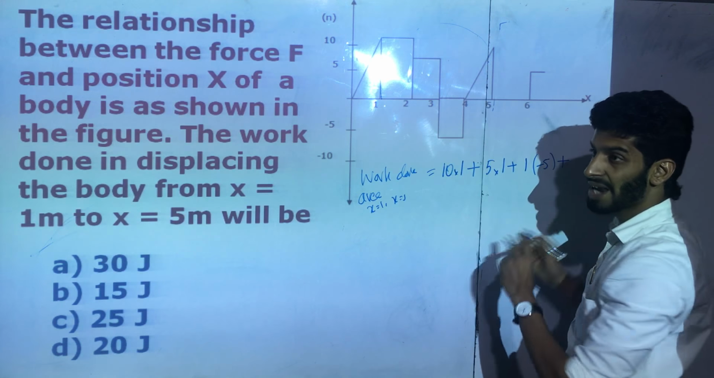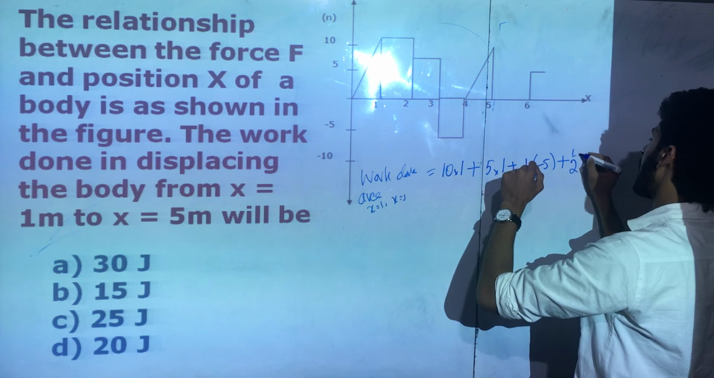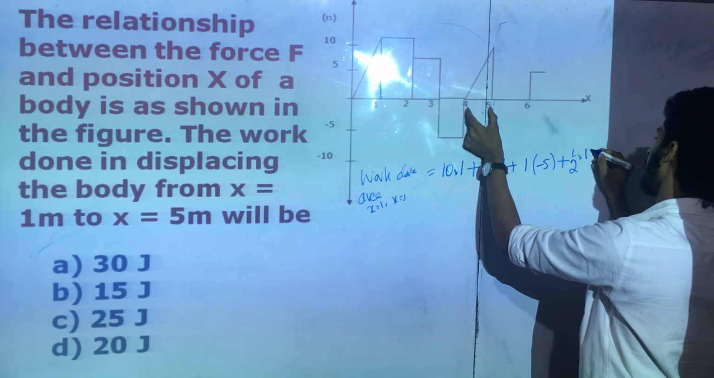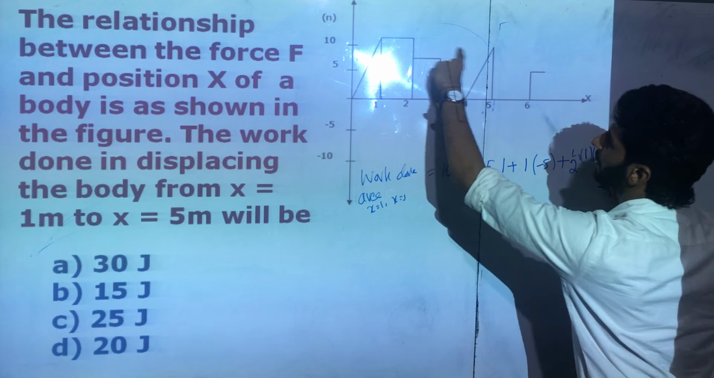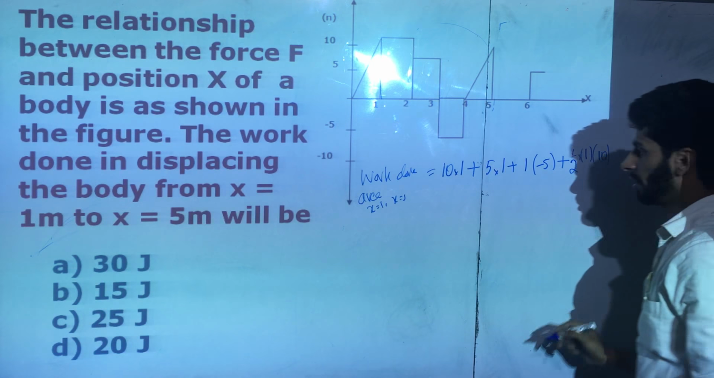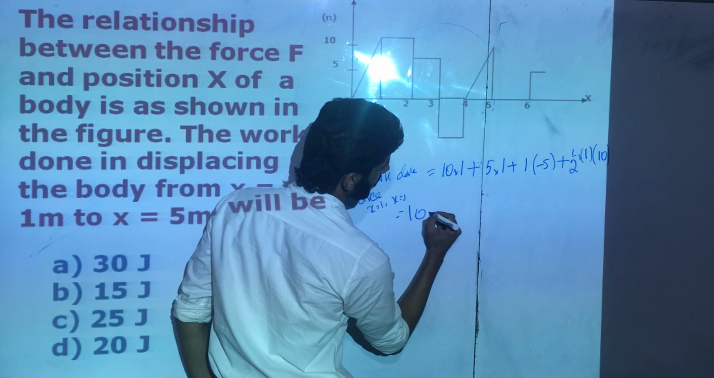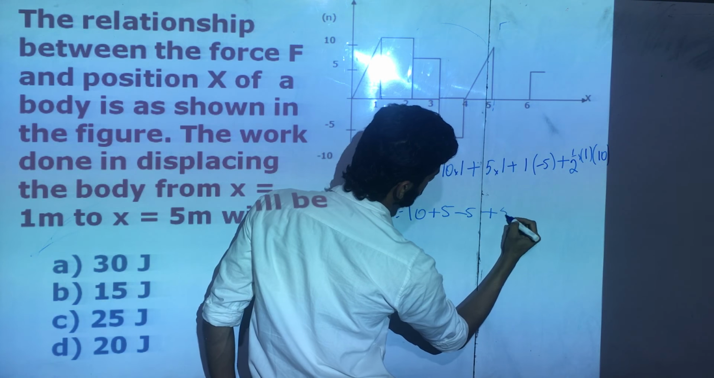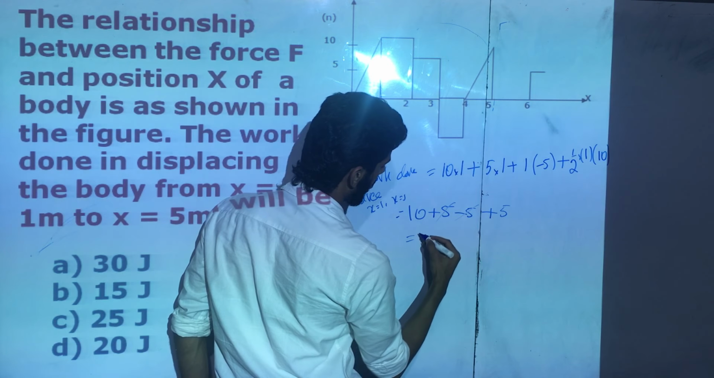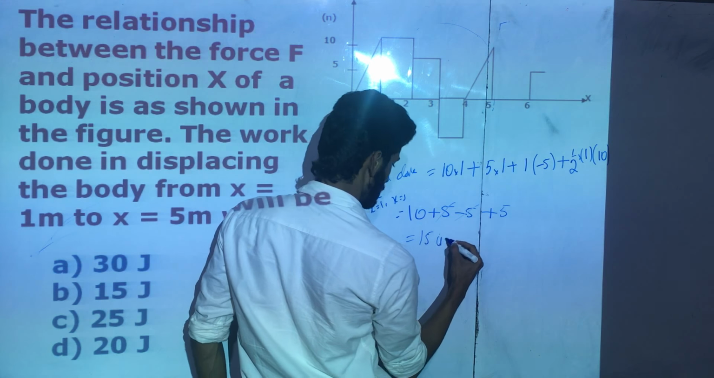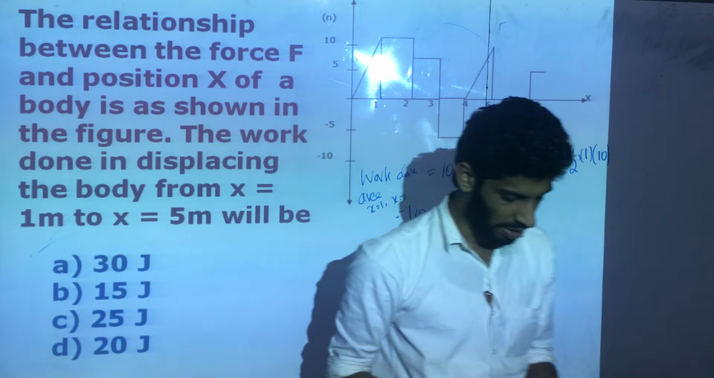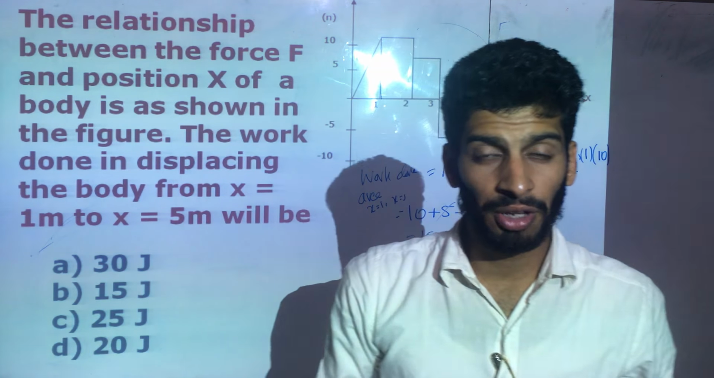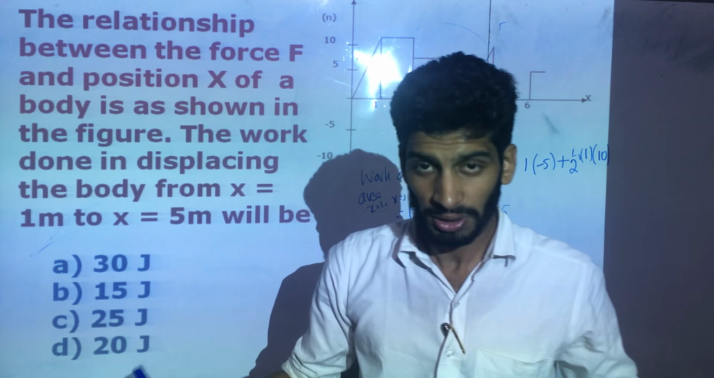this one is just a triangle. Its area is half into length 5 minus 4, which is 1, times height, which is 10. That is equal to 10 plus 5 minus 5 plus 10 by 2, which is 5. So it is 15 joules, the unit of work. So if you take the area under your graph, you would end up finding the work done.